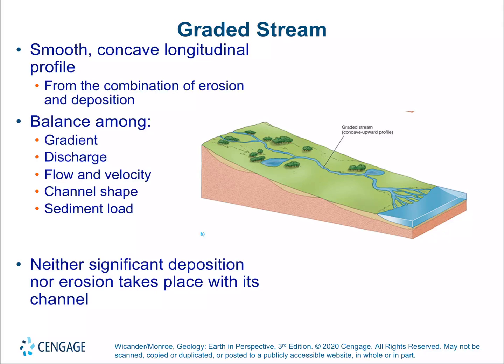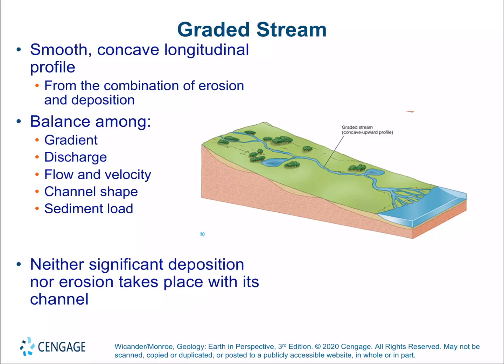A graded stream is one that has a very smooth, concave, longitudinal profile. And the reason it gets this profile is because you have a combination of erosion and deposition. What we see is a balance between some of the features we talked about earlier in this chapter.